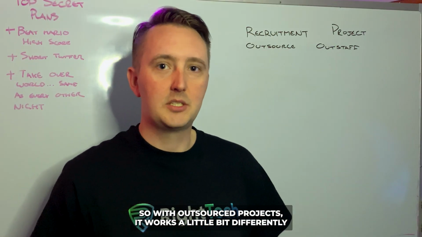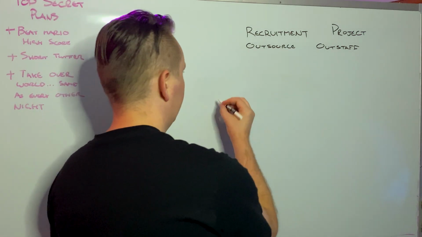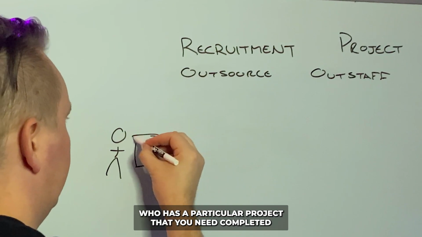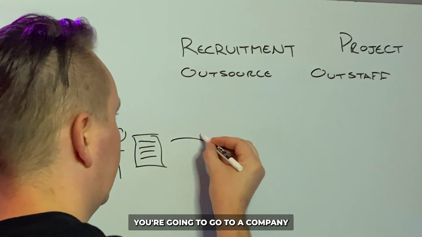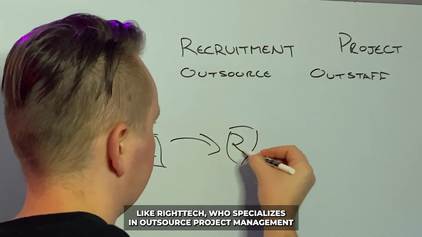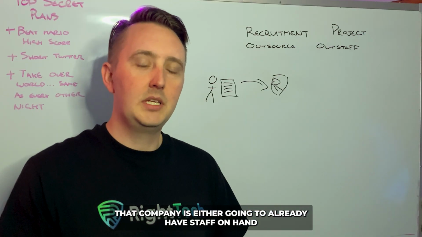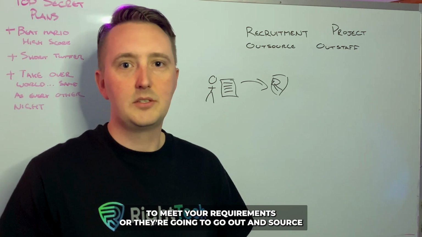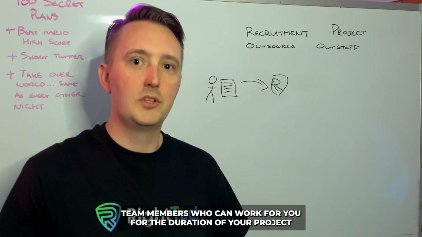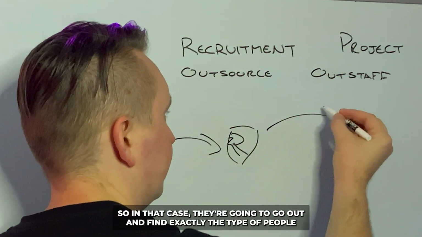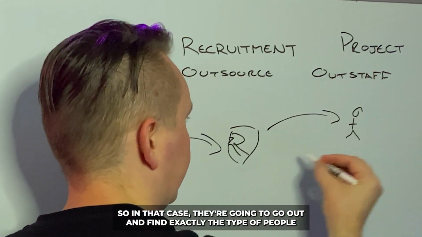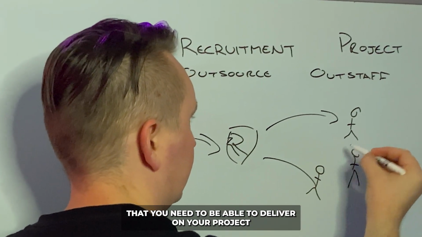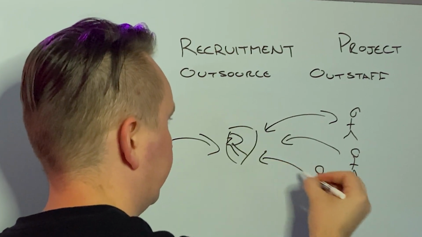So with outsourced projects, it works a little bit differently. We've got you over here who has a particular project that you need completed. You're going to go to a company like RightTech who specializes in outsourced project management. That company is either going to already have staff on hand to meet your requirements, or they're going to go out and source team members who can work for you for the duration of your project. So in that case, they're going to go out and find exactly the type of people that you need to be able to deliver on your project.